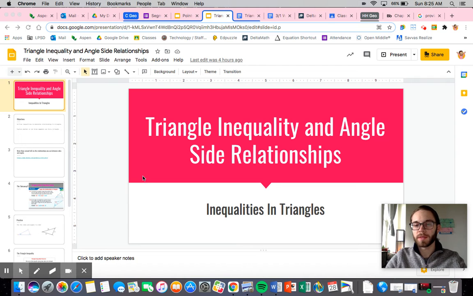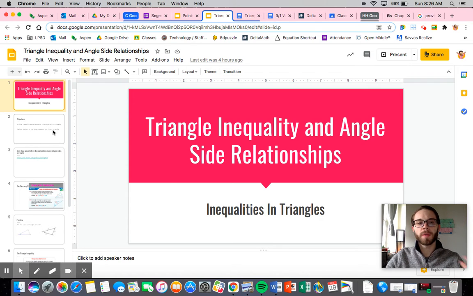Just wanted to take a minute to talk a little bit about the triangle inequality and angle-side relationships in triangles. So really what we're going to be doing now is shifting our focus towards inequalities in triangles. These concepts are not inherently anything bigger than what you would have already known. We're just applying them within triangles. So there's really nothing new. The hardest part about this will be determining which side and which angle you're dealing with.